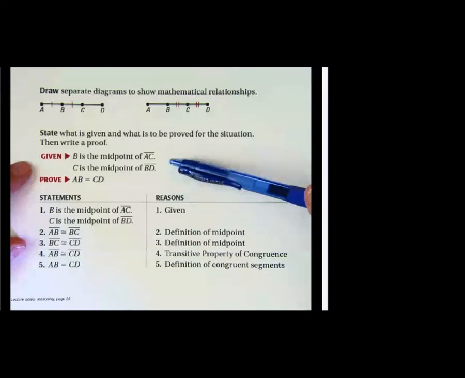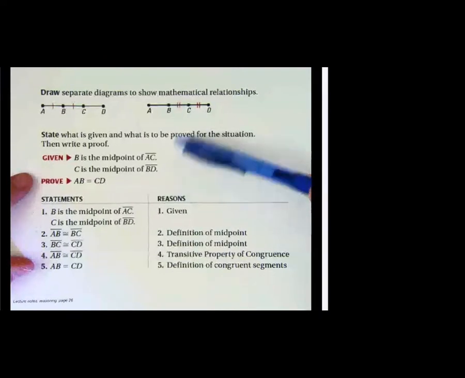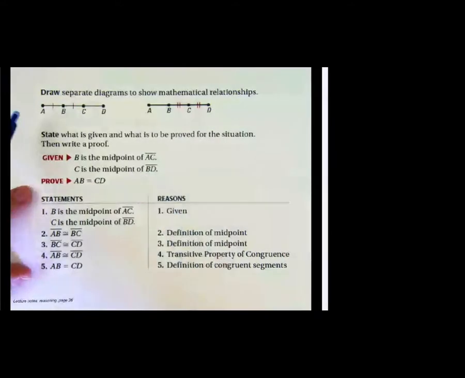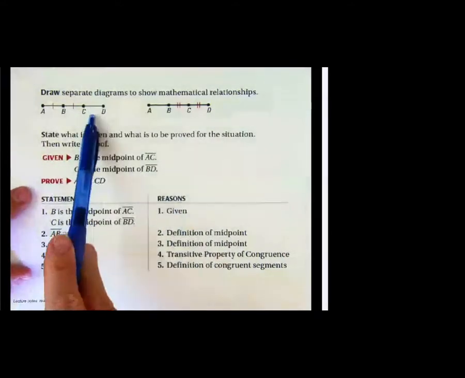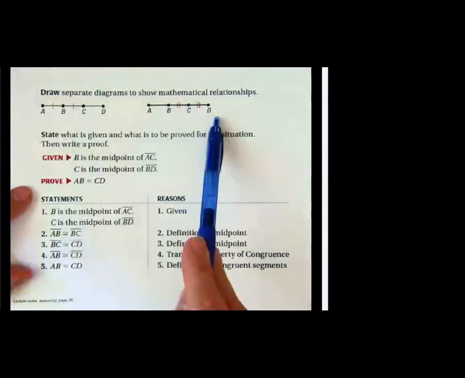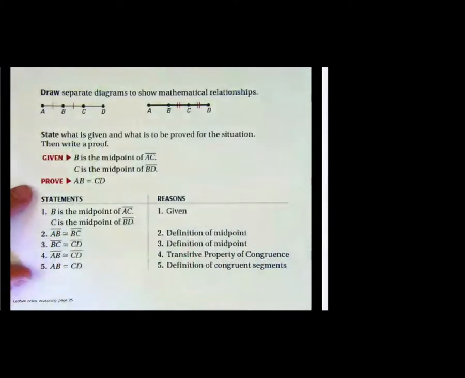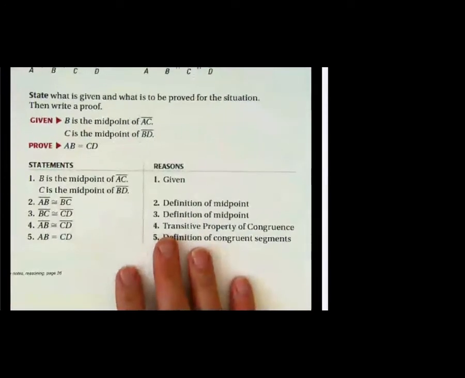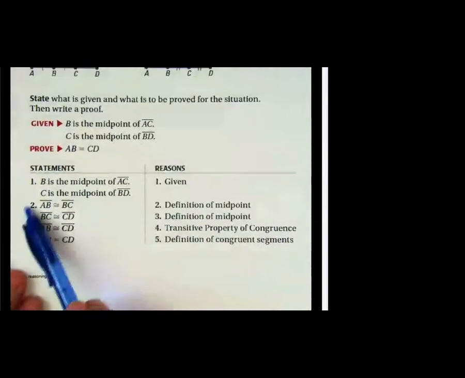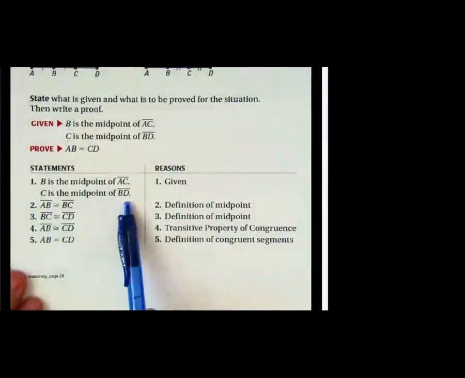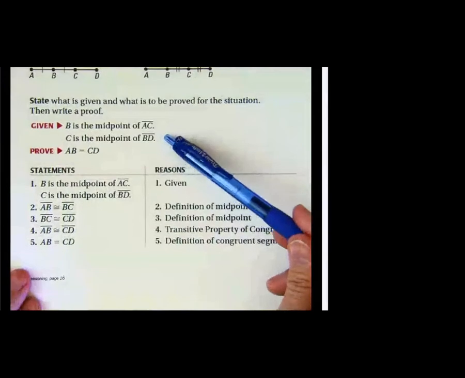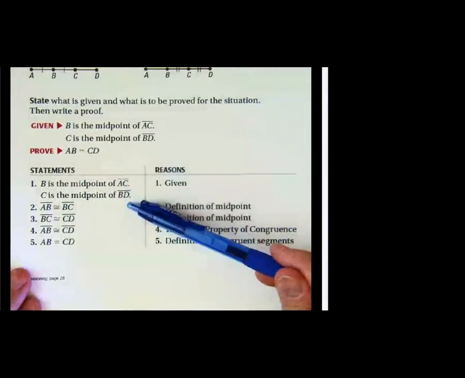because this is actually a little bit of a reason. And then C is the midpoint of BD. And we want to prove that AB is the same as CD. And so here are statements that go through it to do it. Okay. We've written what we're given. We translated the English into sort of math and wrote it down here for us.